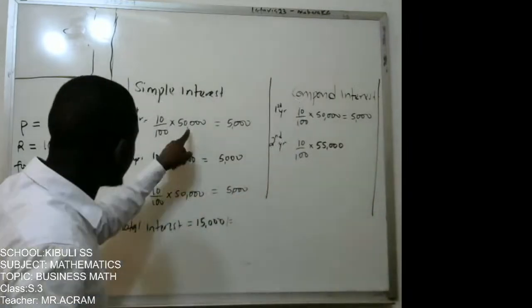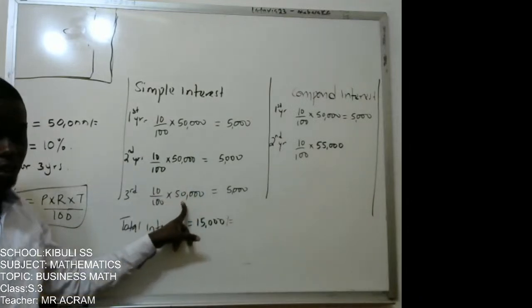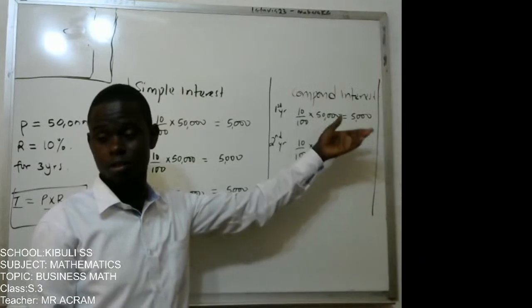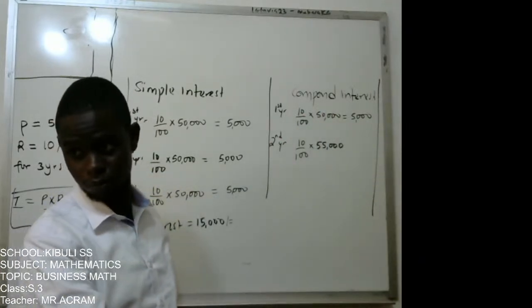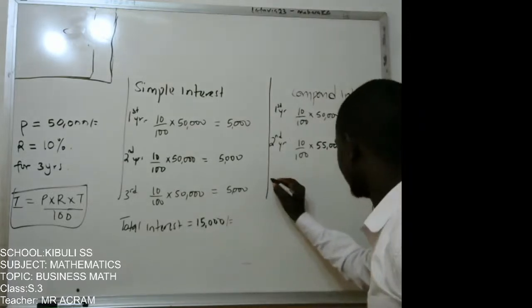But here, the principal did not change even for the second year. It did not change even for the third year. But here it keeps on accumulating. Okay? The interest you add, you add it on the principal to get the new principal. So this one is going to give us 5,500. Yes. Then we go for the third year.